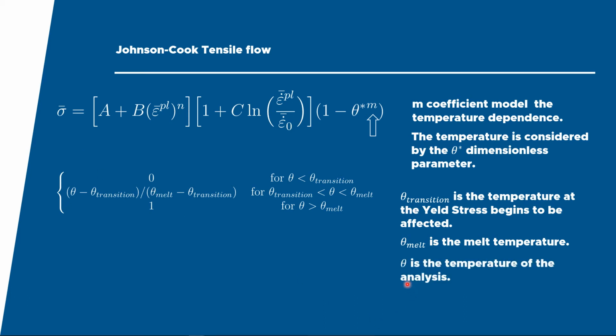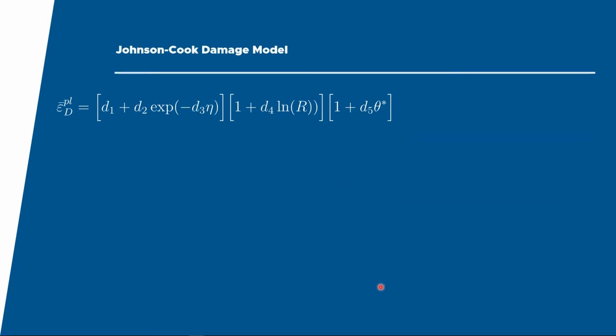And lastly, of course, theta is just the temperature in the analysis. Well, let's move on now to the Johnson-Cook damage model. Again, we have 5 coefficients, D1 to D5, that are material parameters that model the plastic strain at failure.